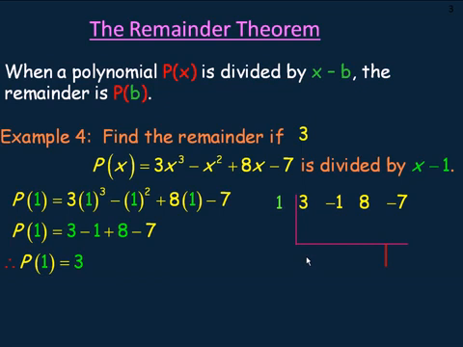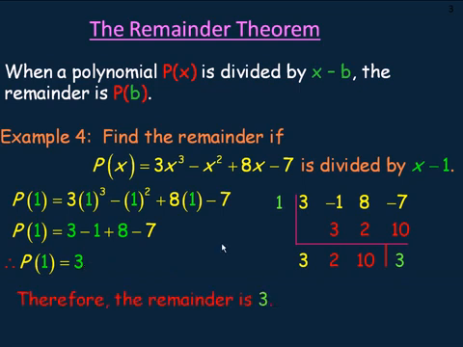Bring the 3 down. 3 times 1 is 3. Negative 1 and 3 add to 2. 2 times 1 is 2. 8 and 2 add to 10. 10 times 1 is 10, so we put a 10 here. And negative 7 and 10 add to 3, so same remainder is here. So the remainder is 3.